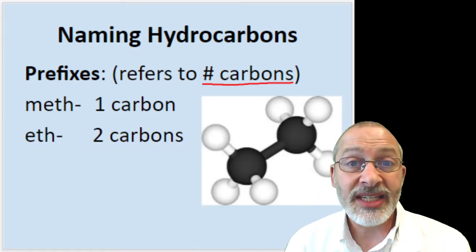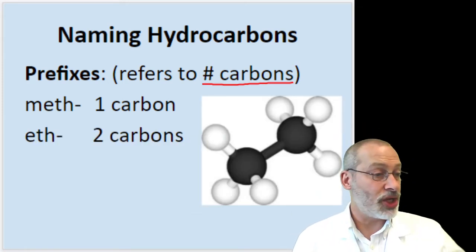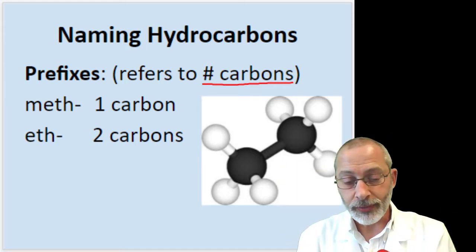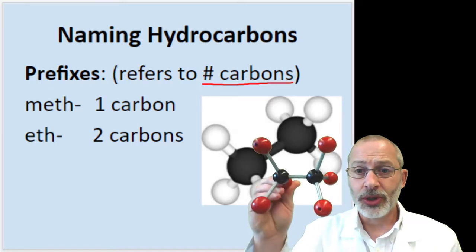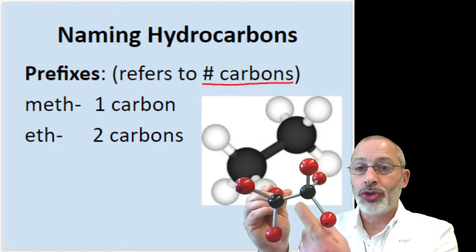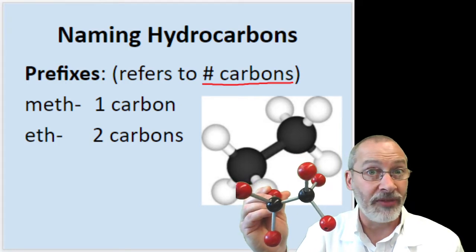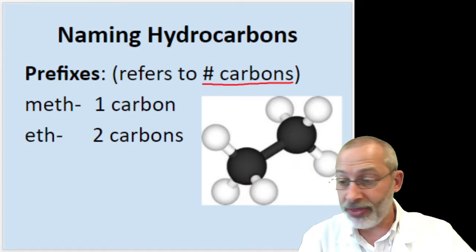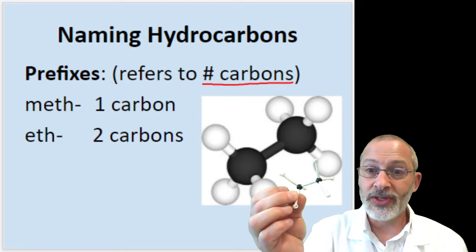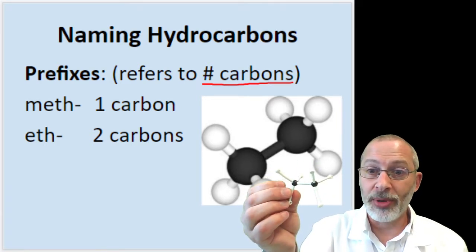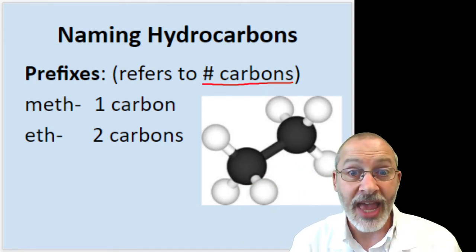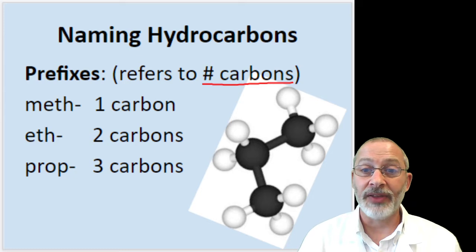Eth, E-T-H. Eth refers to the number 2. 2 carbons. So here's one model showing that there are 1, 2 carbons. So the name of this will begin with the prefix eth. Here's another model. Looking at it, you can see that it's got 2 carbon atoms. This would begin with the prefix eth. Let's continue down the list.